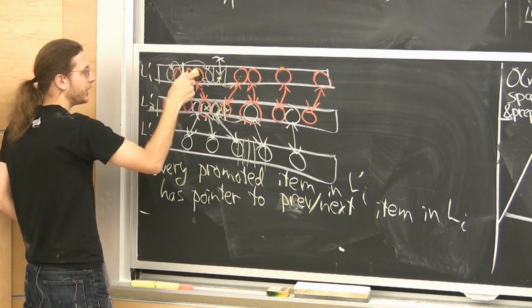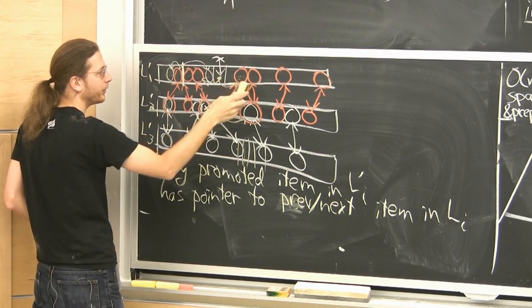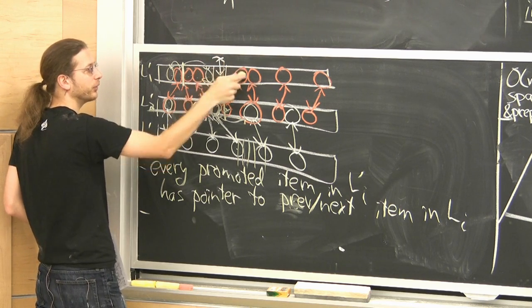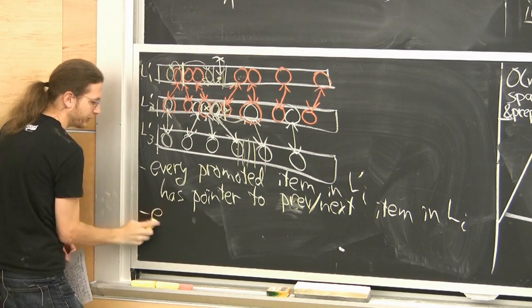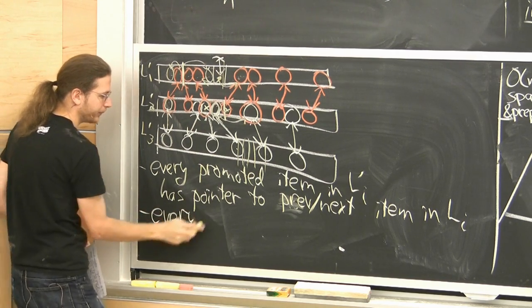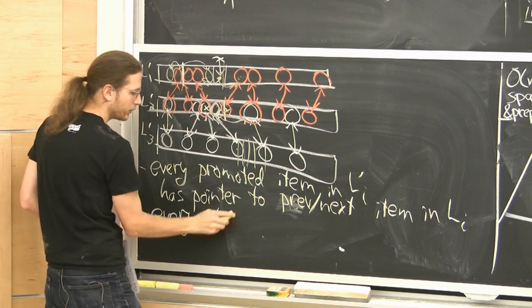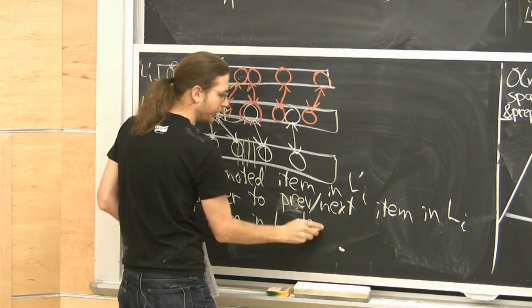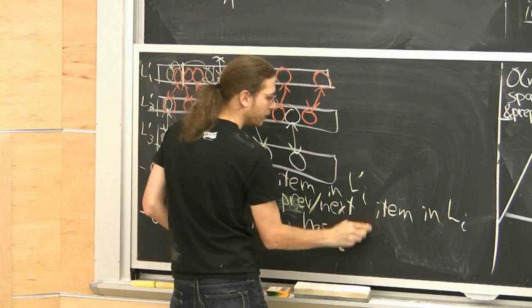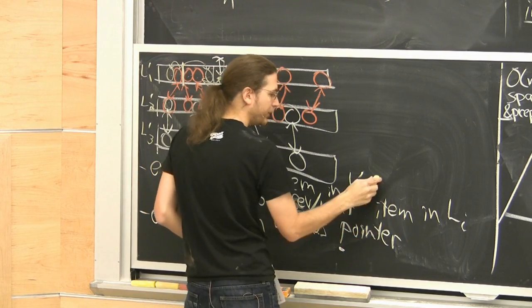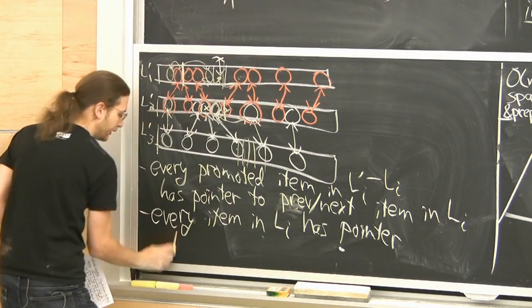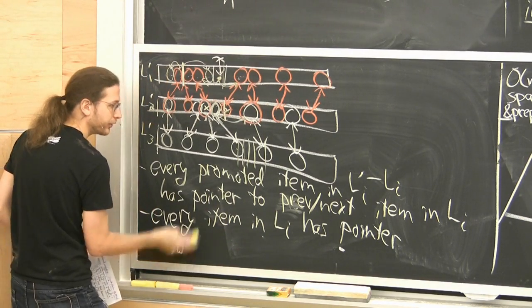But then there was the walking down. Well, if I found that I was in the middle of this big white region, I need to find the next red region. So it's basically the reverse. Every non-promoted item, every item in Li, has a pointer. So this is basically Li prime minus Li, if you will. And then these guys need a pointer to the next and previous in that.